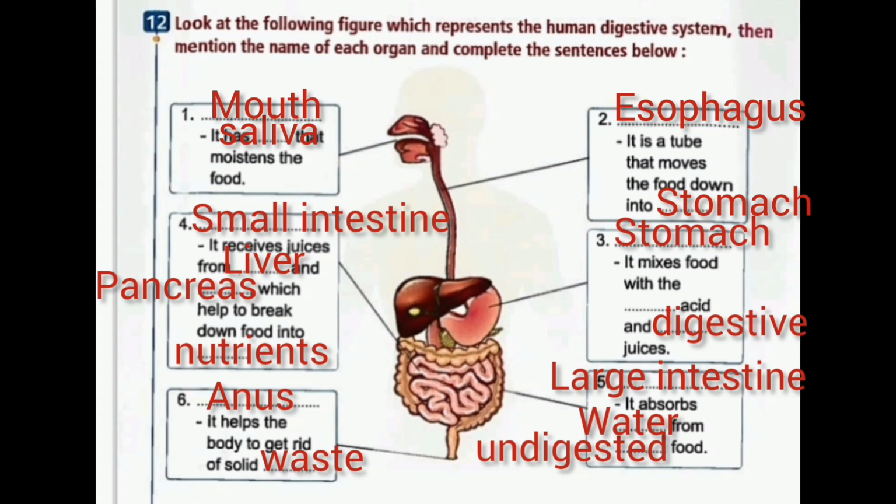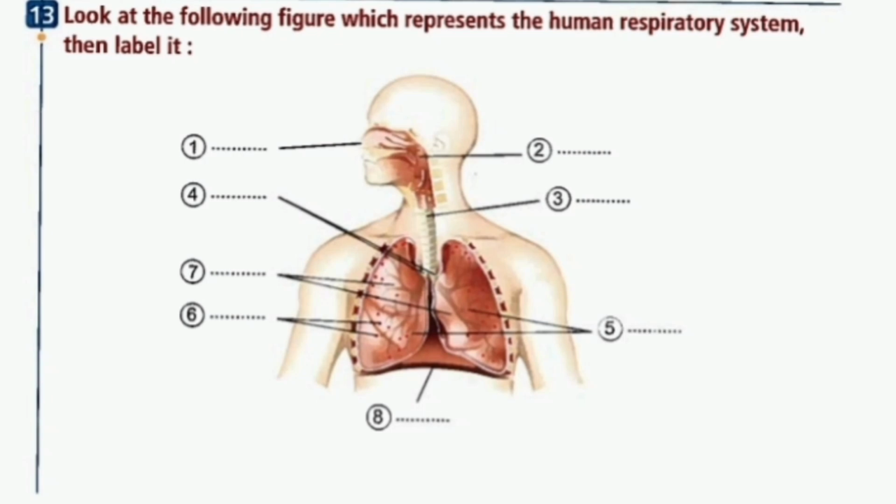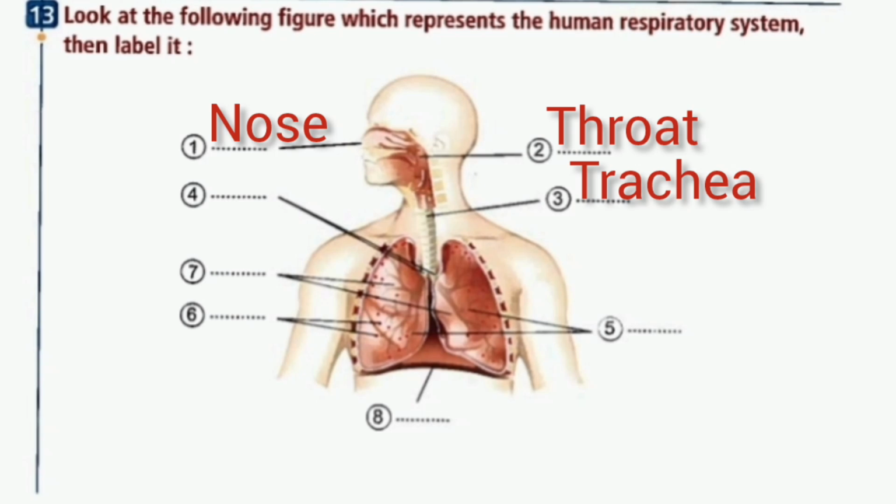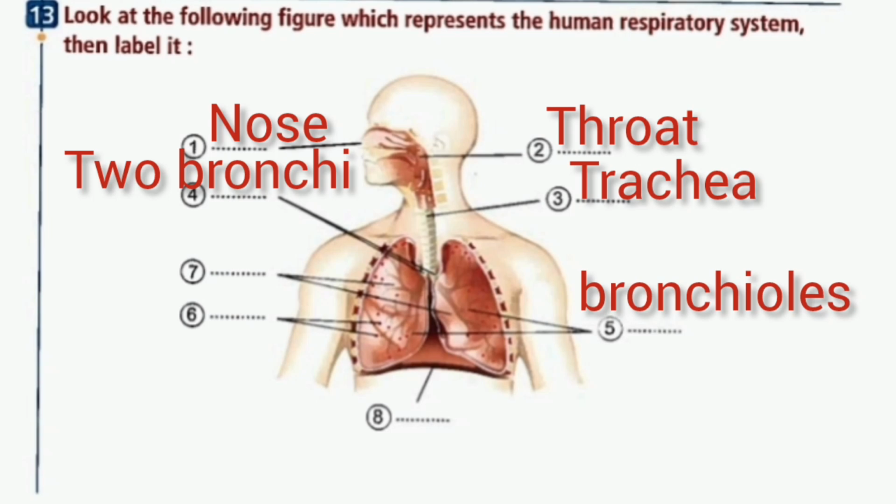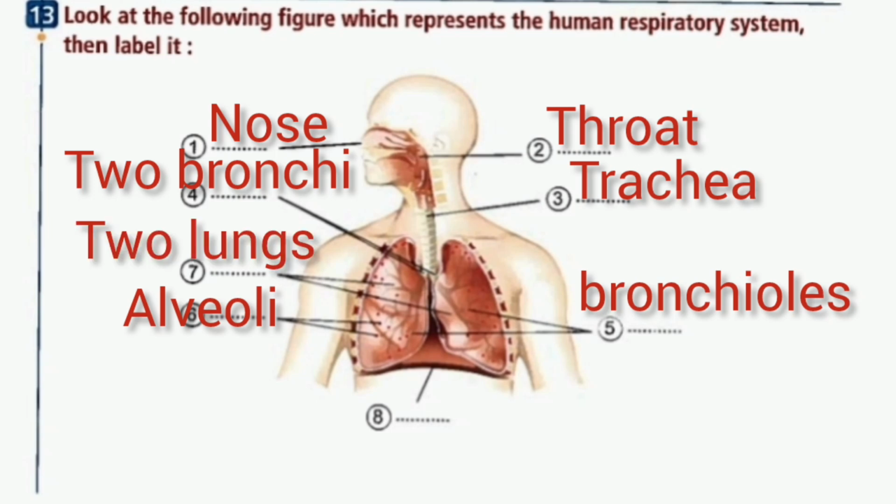Let's answer question number 13. Look at the following figure which represents the human respiratory system. Organ number 1, nose. Number 2, throat. Number 3, trachea. Number 4, two bronchi. Number 5, bronchioles. Number 6, alveoli. Number 7, two lungs. And finally, number 8, diaphragm.